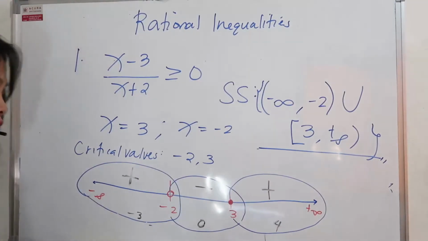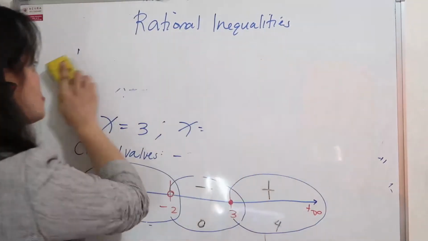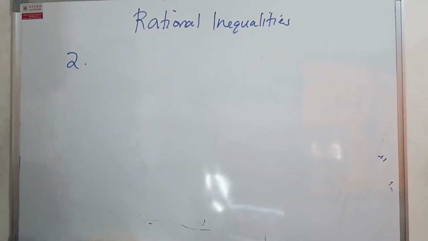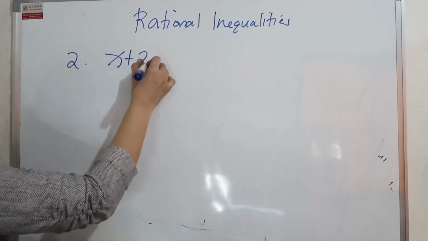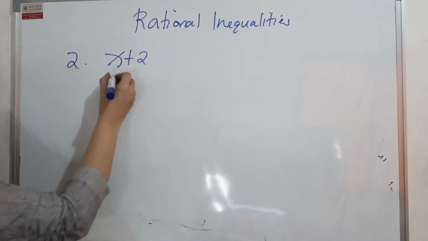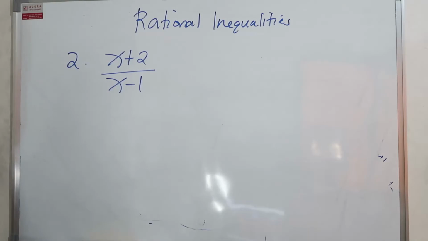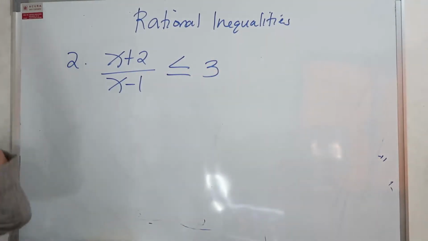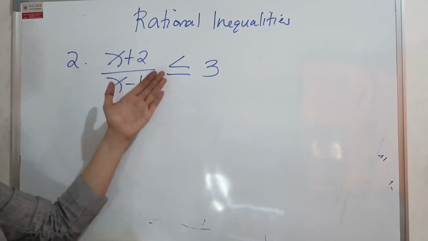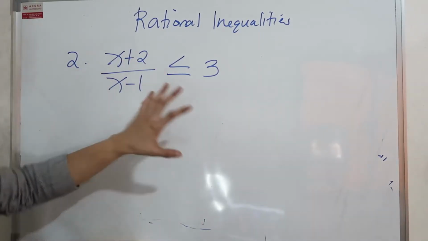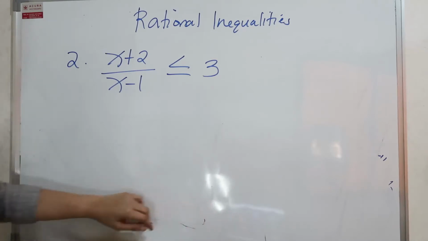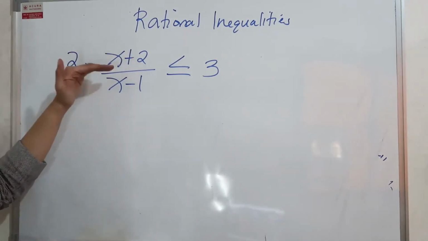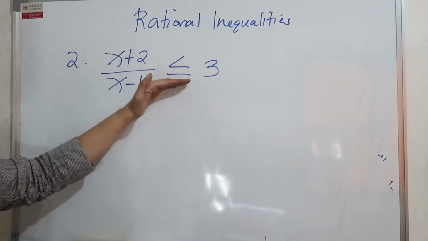Okay, another example. Let's say the given is x plus 2 over x minus 1 less than or equal to 3. So how do we answer this one? X plus 2 over x minus 1 less than or equal to 3.